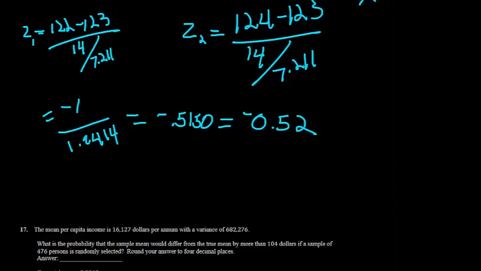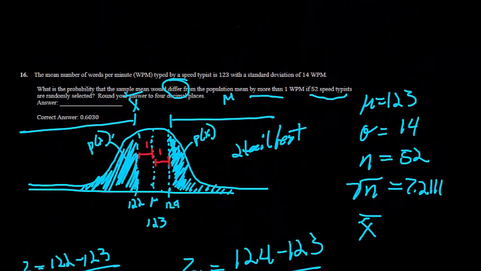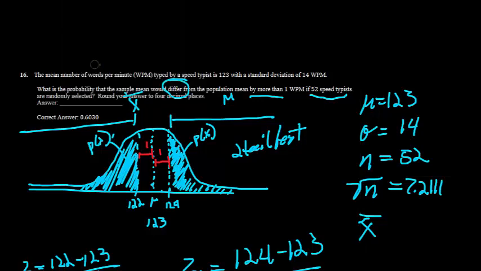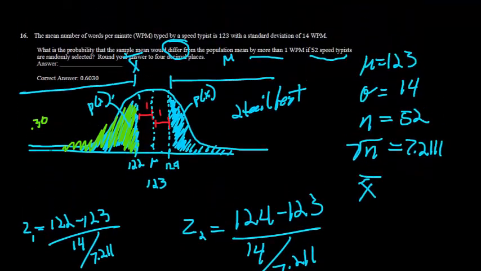Let's grab that. The probability for this one is 0.3015. Now, let's go up to the top real quick and look at this graph again. Let me talk about what I mean here. This space in green is 0.3015.